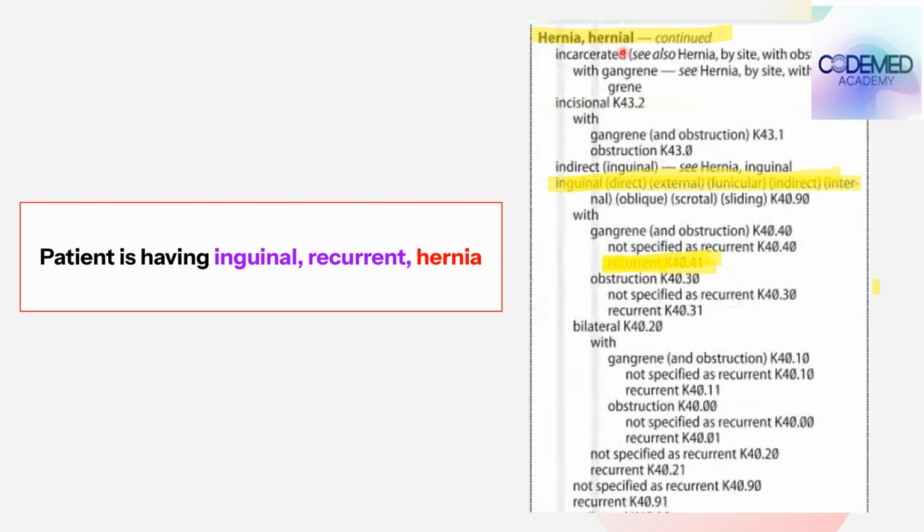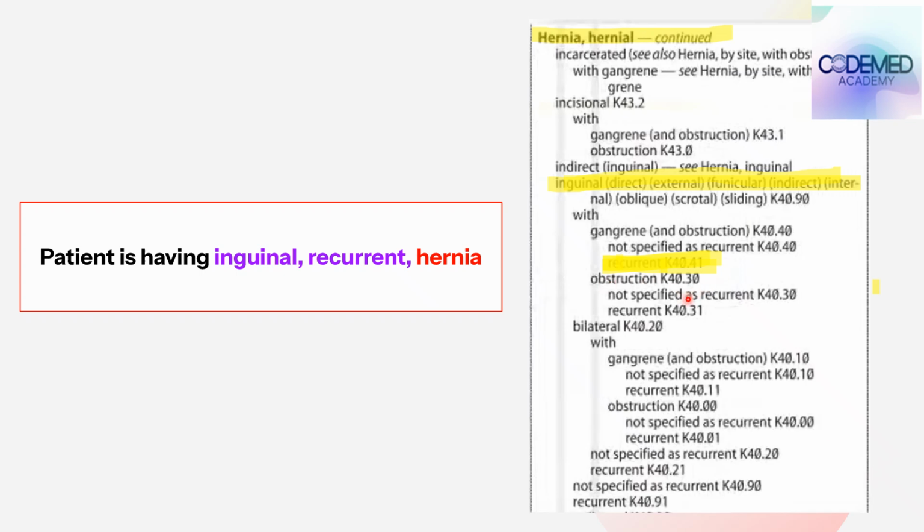So this is hernia. What is the second one? It is inguinal. Can you see here? Inguinal hernia, which is recurrent. So this is the subterm. So is this the code, or is this the code, or is this the code? My code will be hernia, then I come to inguinal, inguinal with recurrent. So this will be my final code. So what is the code? K40.41. This is what I have found in the alphabetical index.